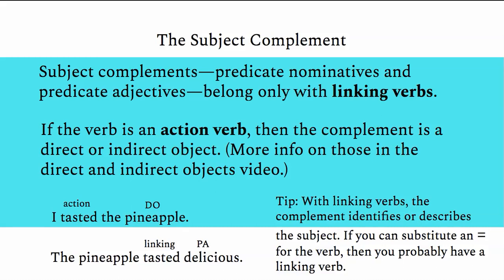Delicious is describing pineapple. But if we go back to the direct object sentence, we see that doesn't work. I tasted the pineapple. I equals pineapple? No, unless we're talking about Halloween, I am not a pineapple in the sentence. So pineapple doesn't describe I, it's the thing that is being tasted, which is one of the ways that we know we have an action verb and a direct object, as opposed to a linking verb and a predicate adjective.